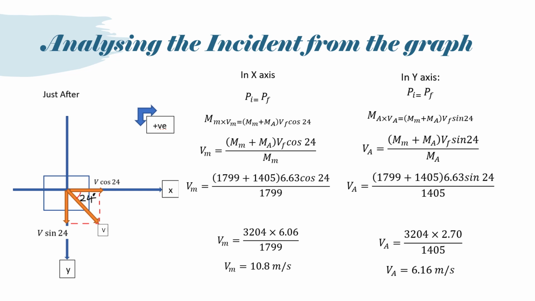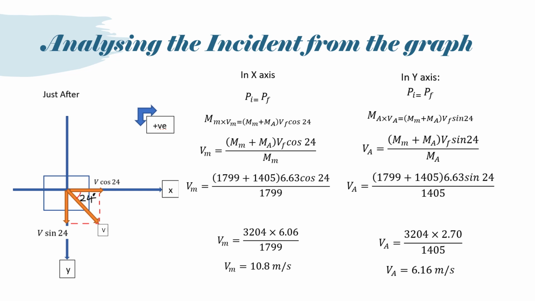In x axis we can use the conservation of momentum law that states initial momentum is equal to final momentum. So our initial momentum will be the mass of Mitsubishi that was coming along in x-axis and its velocity, whereas final momentum is the mass of two objects times final velocity cos 24 degree.